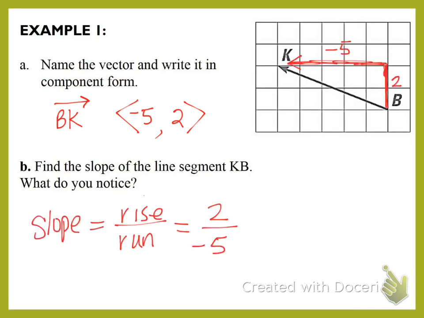All right, so what do we notice about the slope of the line segment? So remember, slope is rise over run. Really, rise and run are just the horizontal and the vertical components, right? This is the vertical. And this is the horizontal. And what I notice when I find the slope is that the slope is just giving me the ratio of the vertical component to the horizontal component.